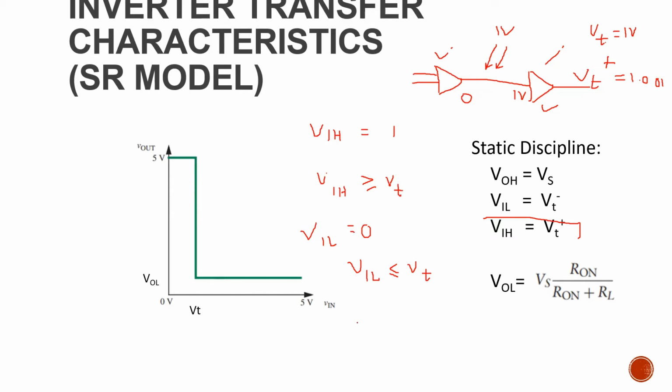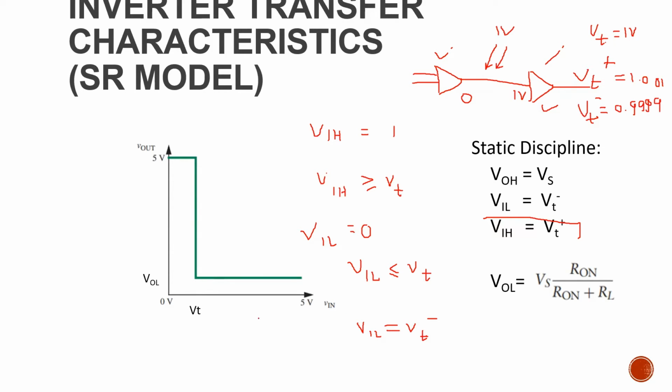Hence, guys, VIL, from the standard, what we call the static discipline, you can consider as VT minus. That means a very small value less than 1 volt. That could be VT minus, like 0.999, a very small value which is less than 1.